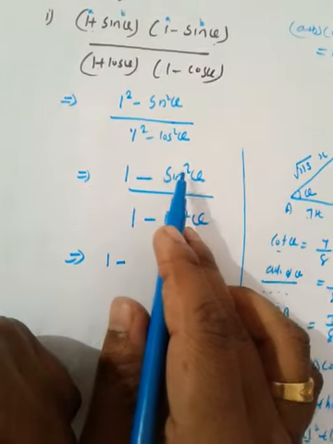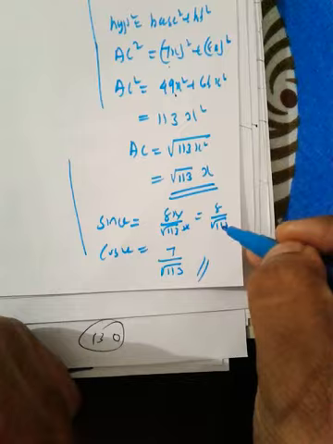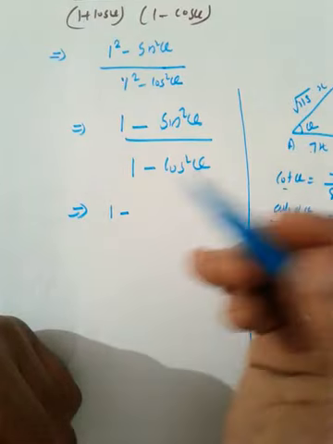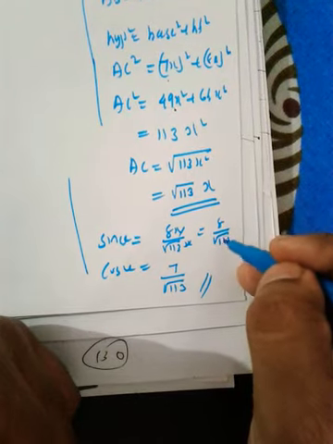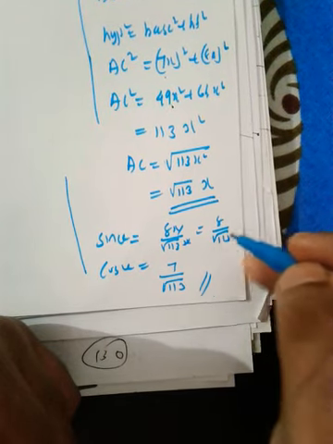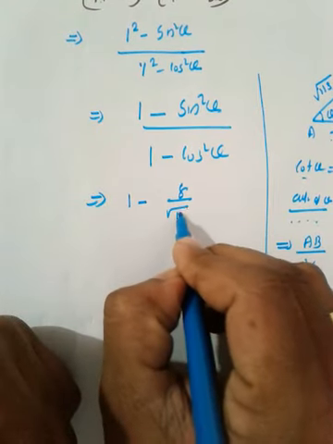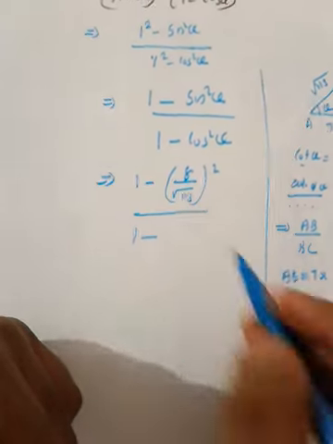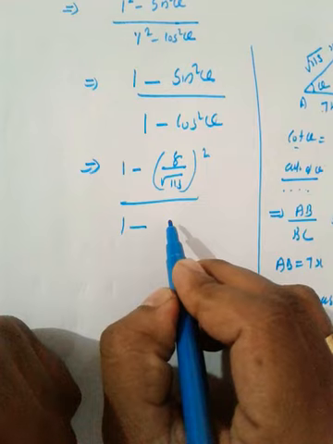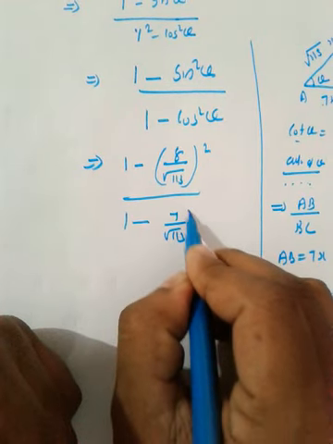Then substitute these values here. So it becomes 1 minus, here it is sin square theta. We calculated the value of sin theta as 8 by root 113. Just now I calculated. So sin square theta means take the square, that much only. 8 by root 113 square, because we need sin square theta. Then 1 minus cos square theta. Cos theta is 7 by root 113. So cos square theta will be its square, 7 by root 113 square.